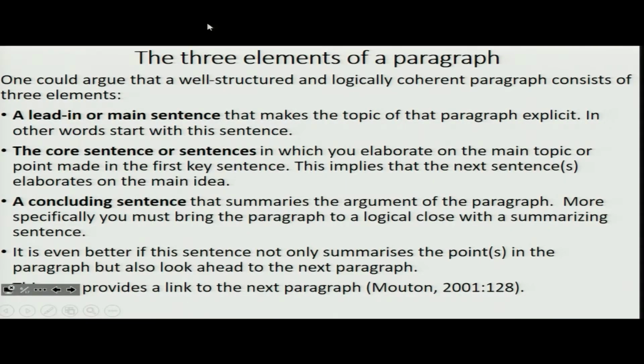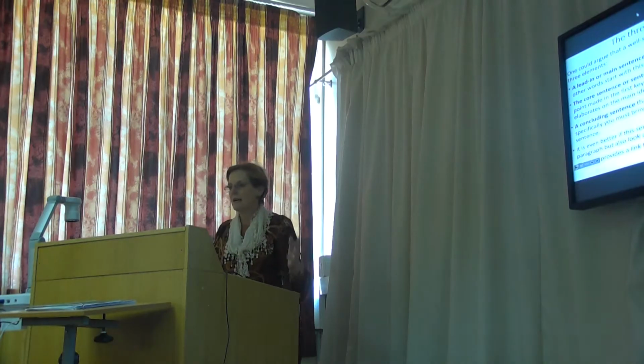Apart from our leading sentence, we then have the core sentence or sentences in which we elaborate on the main topic or the point made in the first key sentence. This implies that the next sentence elaborates on the main idea. Then when you finish with your idea, we have a concluding sentence that summarizes the argument of the paragraph. More specifically, you must bring the paragraph to a logical close with a summary sentence. So you see there you can say however, or in contrast, and so forth.